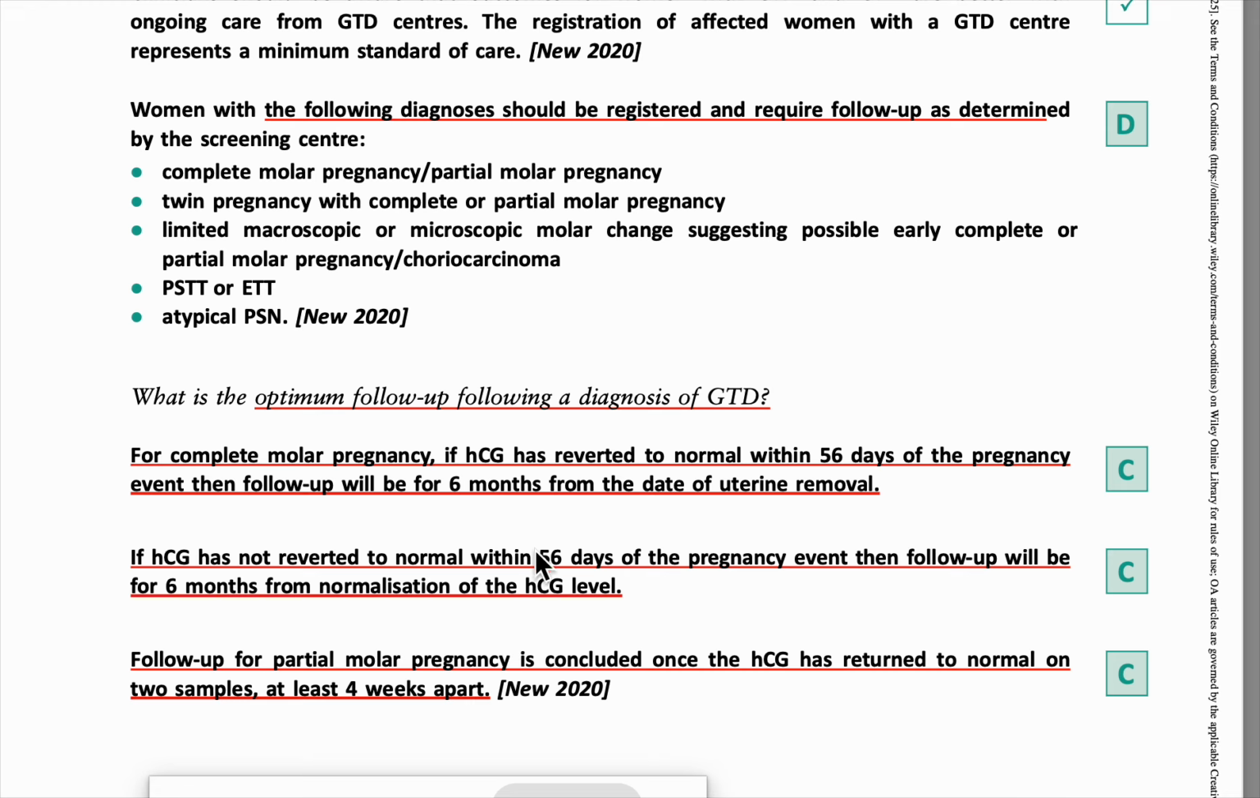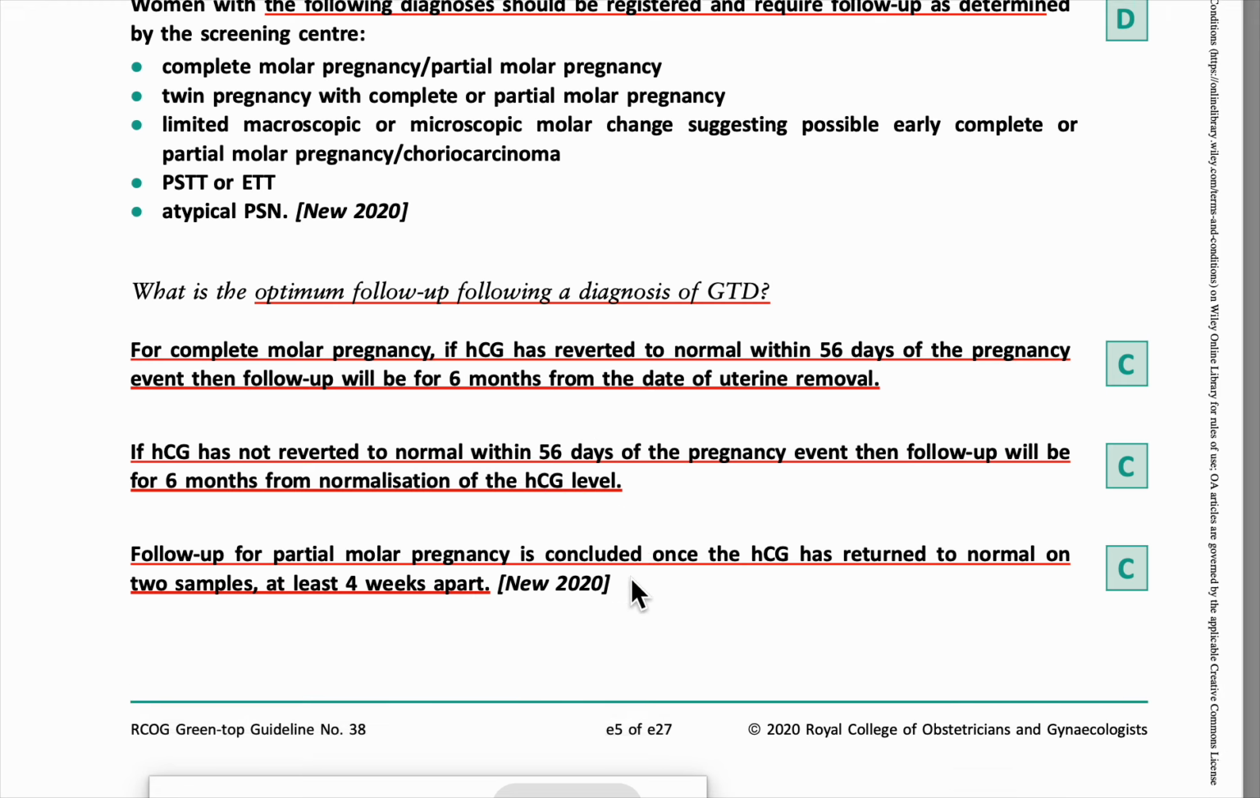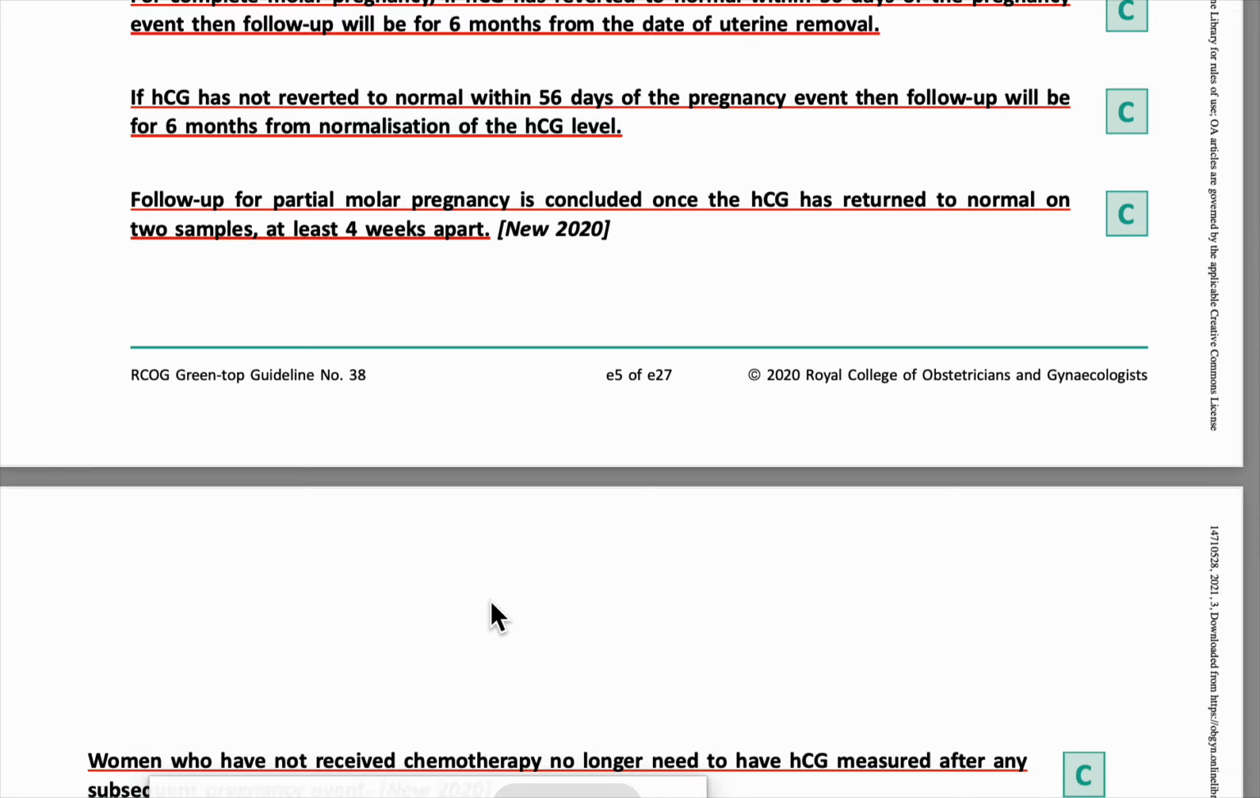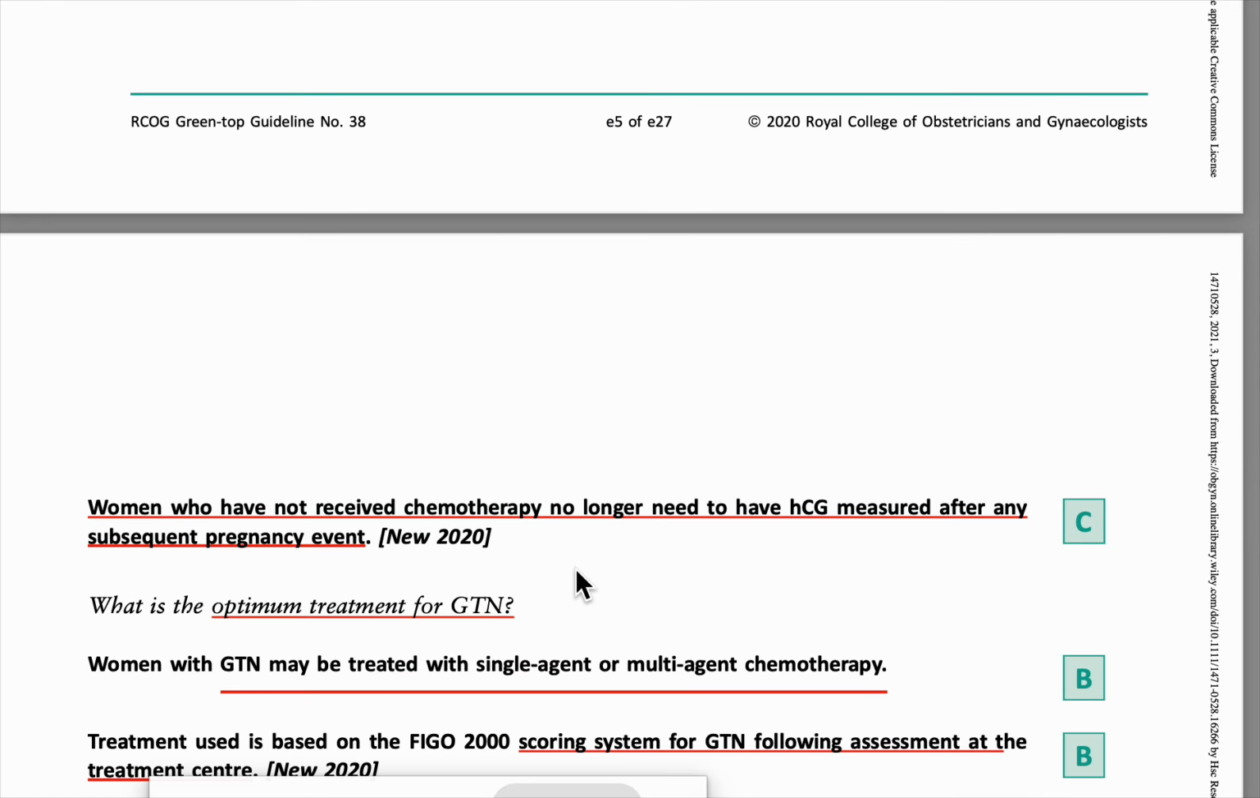We are talking about the molar and the partial pregnancy. When it follows up, we have to stop our follow-up. But if it is a molar pregnancy, when it becomes normal, we will take two samples four weeks apart. If they are normal, then we don't need any more follow-up for that one. But there is a difference between the partial and the complete molar pregnancy. I hope it is clear.